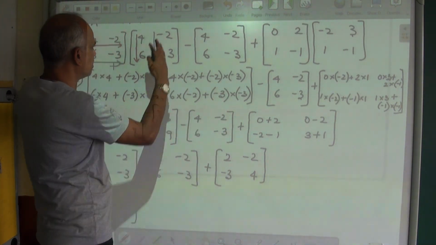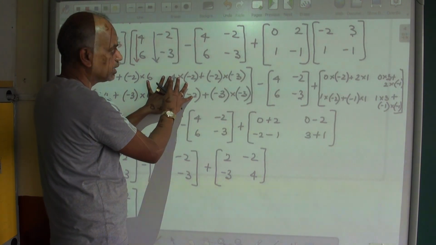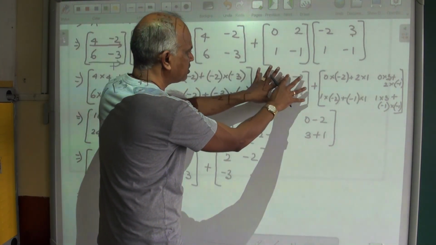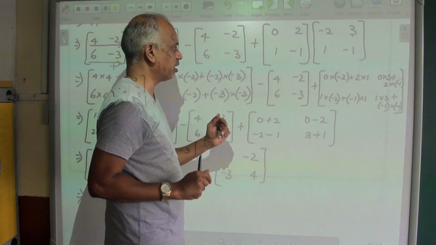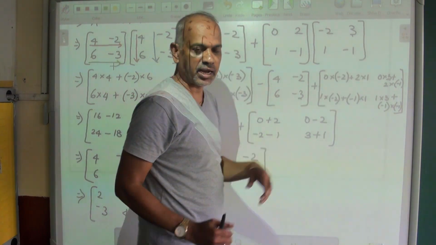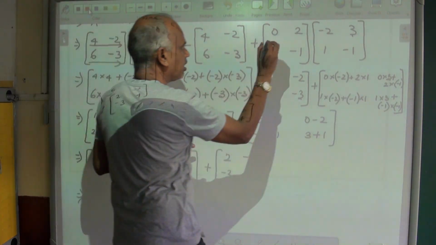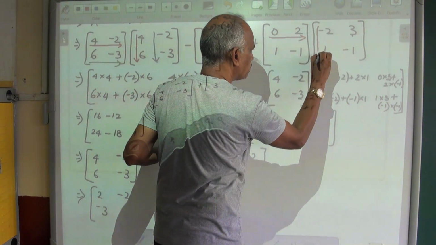This into this is multiplied here. Then minus this as it is, I have written. I have not changed anything. Nothing to do there. Then plus we have to multiply now. We are going to multiply first row with first column.